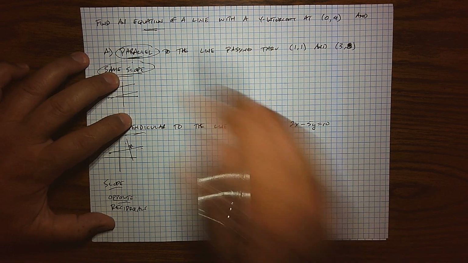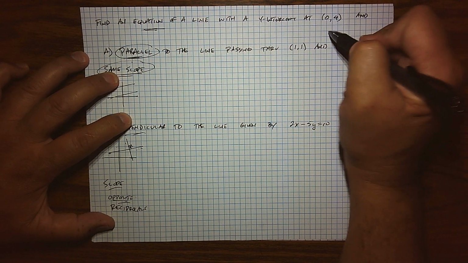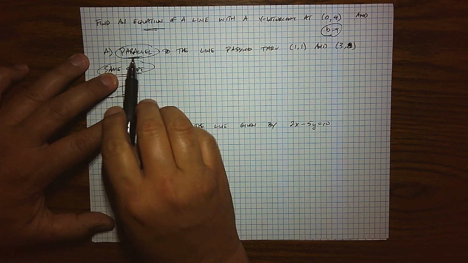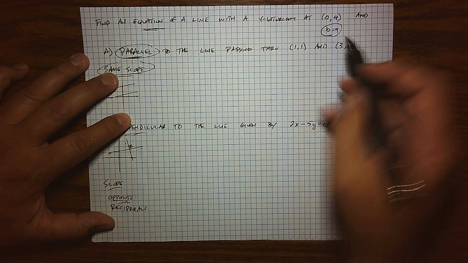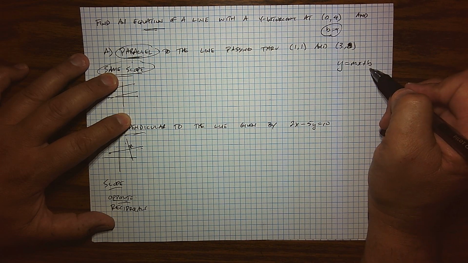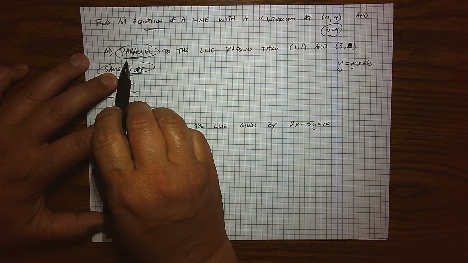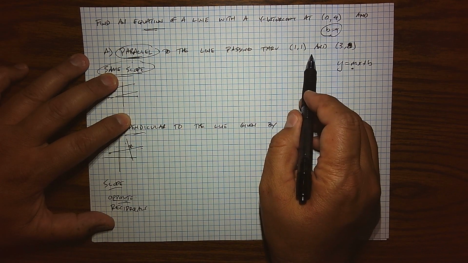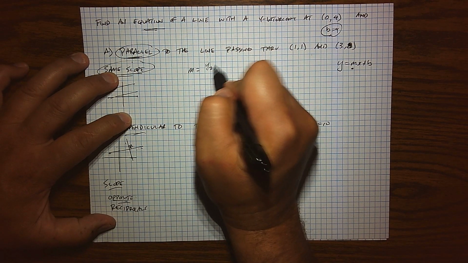We're going to try to find the equation of a line having a y-intercept at (0, 4). That's good news, I already know what b is. In part A, we're parallel to the line passing through (1, 1) and (3, 8). So we want to use y equals mx plus b. I already know b is 4. The challenge is to find the slope. They told me that the line we're trying to find is parallel to this other line going through these two points. So to find my slope, probably the best thing to do is to break out my slope formula.